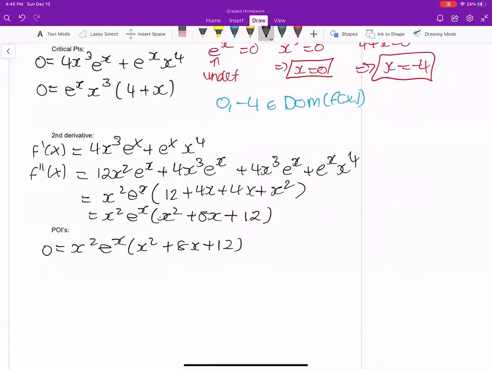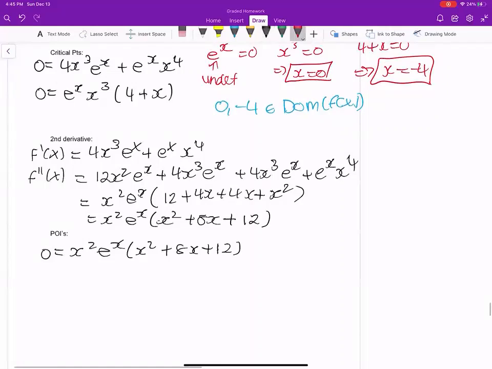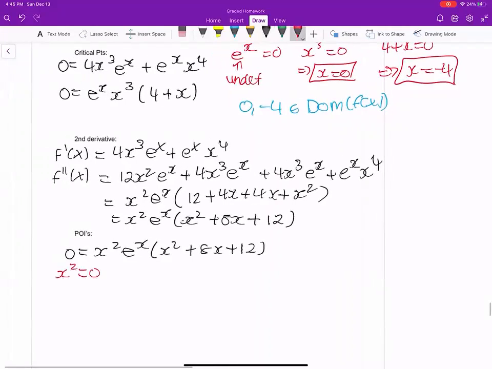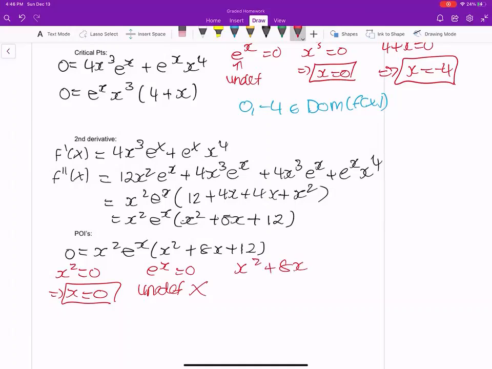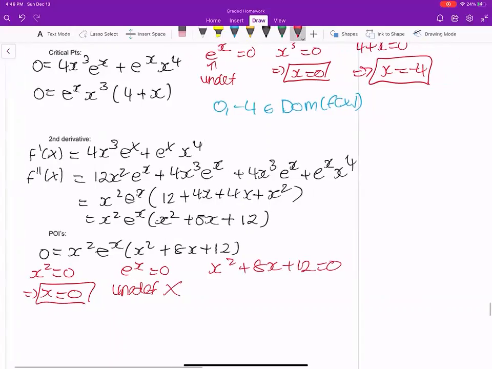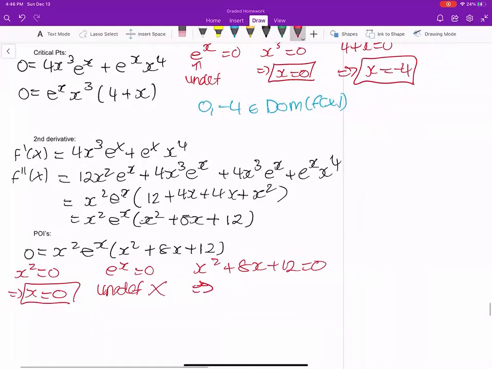So now we can take the same approach as we did the last two times. Let's set each factor equal to 0. The reason we can do this, by the way, is because when one of these terms is 0, the whole product is 0, right? So you get x equals 0. That's one of them. Undefined. So we can factor this and you get x plus 2, x plus 6 equals 0. So we have x equals -2 and -6.